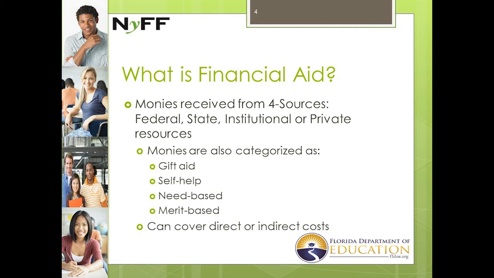Self-help aid includes both federal and state work-study programs. Need-based financial aid are monies awarded based on the applicant's free application for federal student aid, or FAFSA. Therefore, it is important to complete your FAFSA as soon as possible. While the Pell Grant is an entitlement program, other need-based monies are awarded from the state or post-secondary institution.